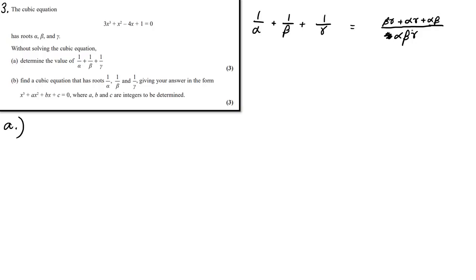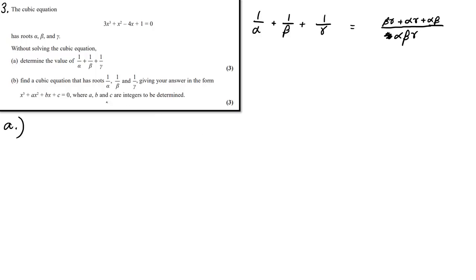Okay, so we know what we need to find here to determine the value of 1 over alpha plus 1 over beta plus 1 over gamma is the pair sum here. So the pair sum, beta gamma plus alpha gamma plus alpha beta, and then the product here, alpha beta gamma. So we need to determine each one of these individually, but while we're here we might as well determine all of them. So we want the sum, the pair sum and the product.